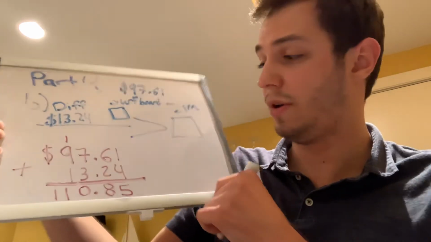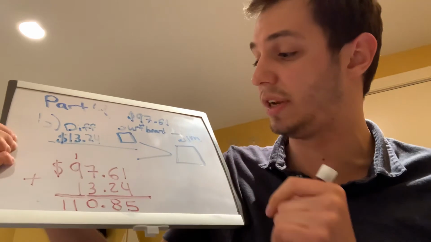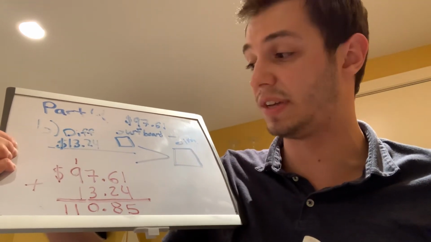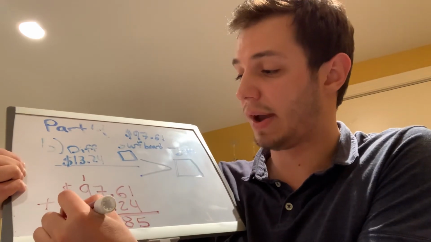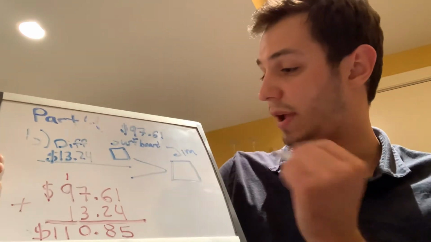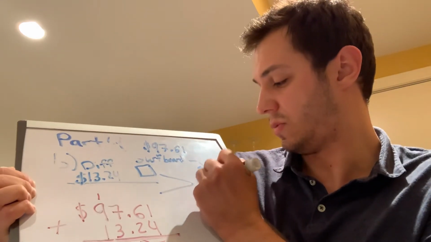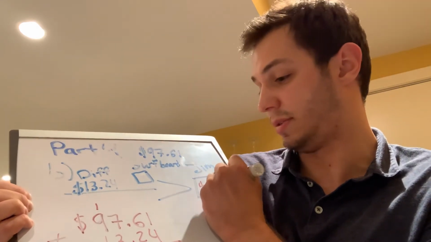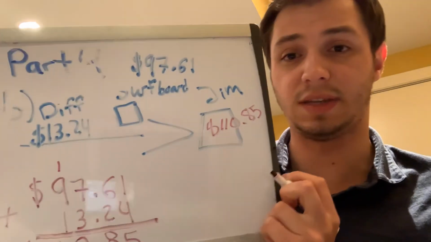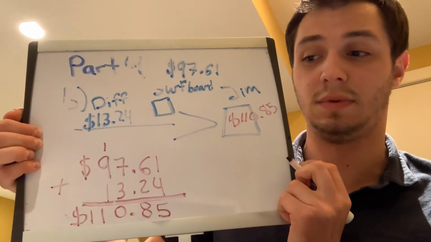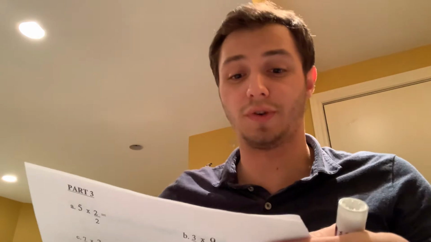So my number, or the answer Jim has, is $110.85. There's just one more thing missing. I need to have my dollar sign. And we are done. Let's write that in here. $110.85. That is how much money Jim has. So once again, guys, I want you to do parts C, D, and E. Try those on your own.